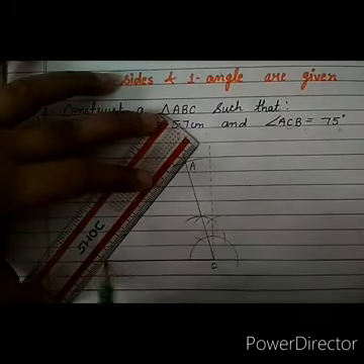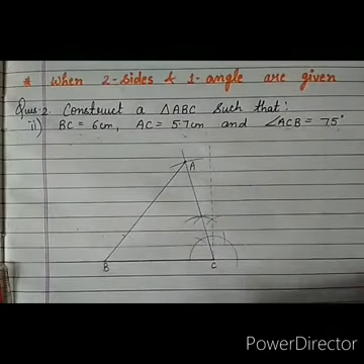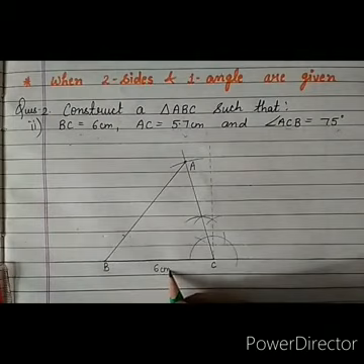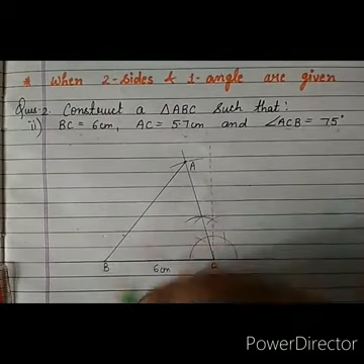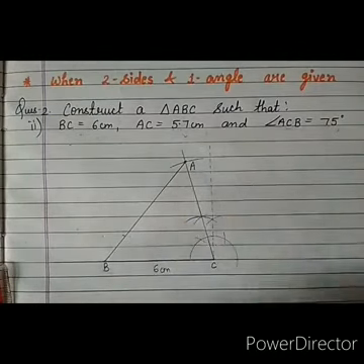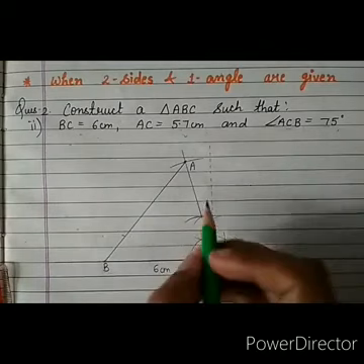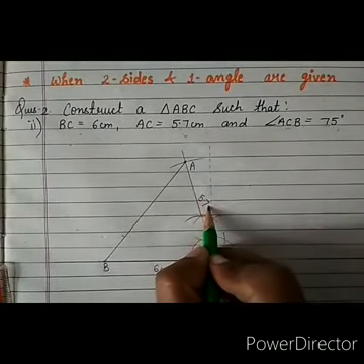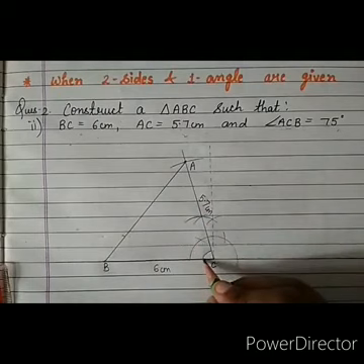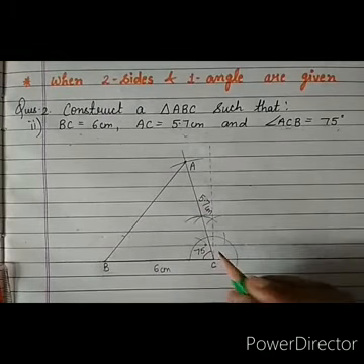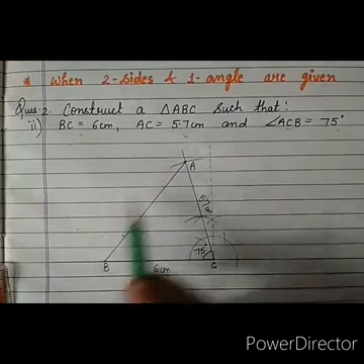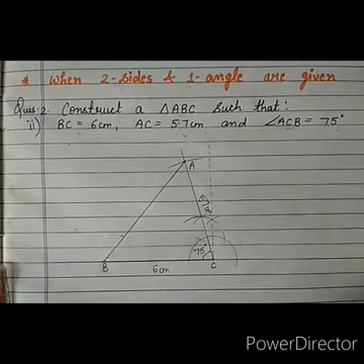So this is a required triangle in which BC is 6 centimeter, AC is 5.7 centimeter and the angle is 75 degree. So this is a required triangle ABC.